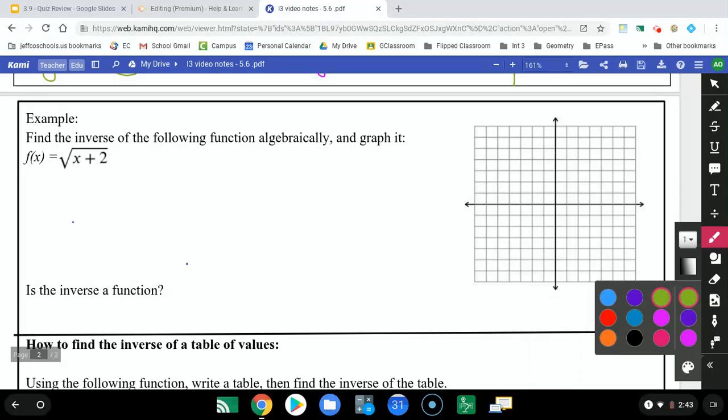Okay, ladies and gentlemen, let's work through this. Example: find the inverse of the following function algebraically and graph it. Remember, when you're finding the inverse, you switch your x and y's. So I'm going to go ahead and say that this is y equals square root of x plus 2.